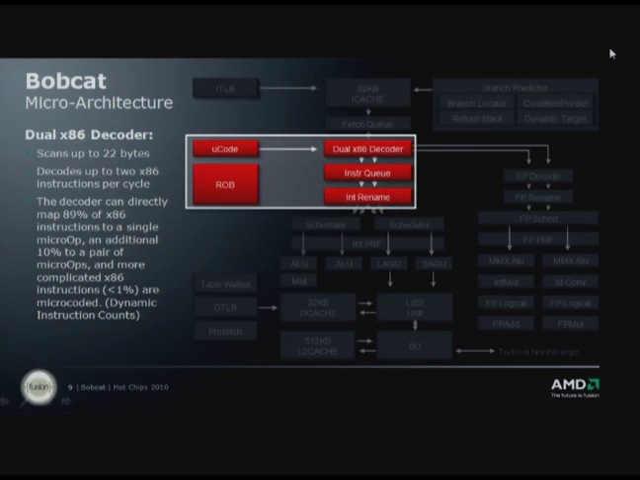I mentioned complex microops, and I think the RISC-CISC wars are over, but to give you a flavor for this, if you look at dynamic instruction counts, take all these applications, what's the frequency of occurrence of these instructions really running, you end up mapping about 89% of them to a single cop. You end up mapping about another 10% to a pair of cops, and then less than 1% actually ends up in microcode. So that gives you a flavor for the kind of translation and the power of the instruction set we have at the microop level.